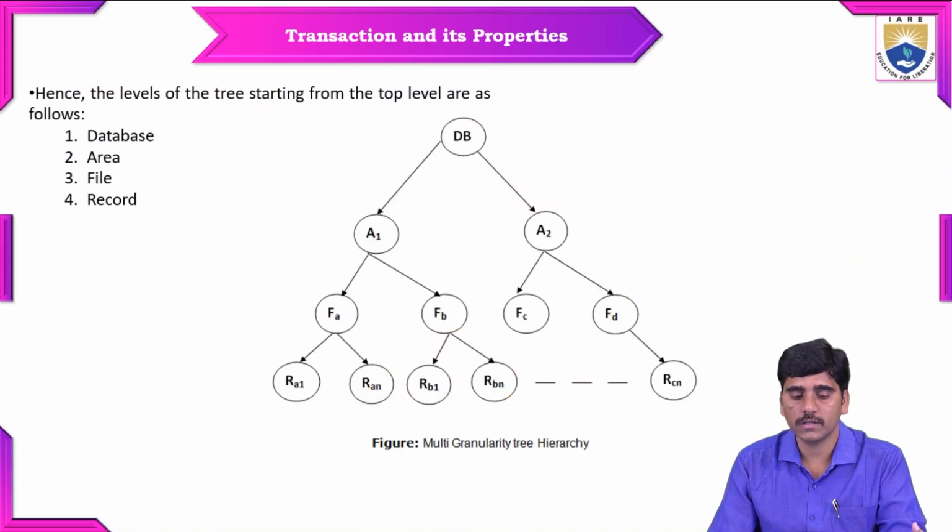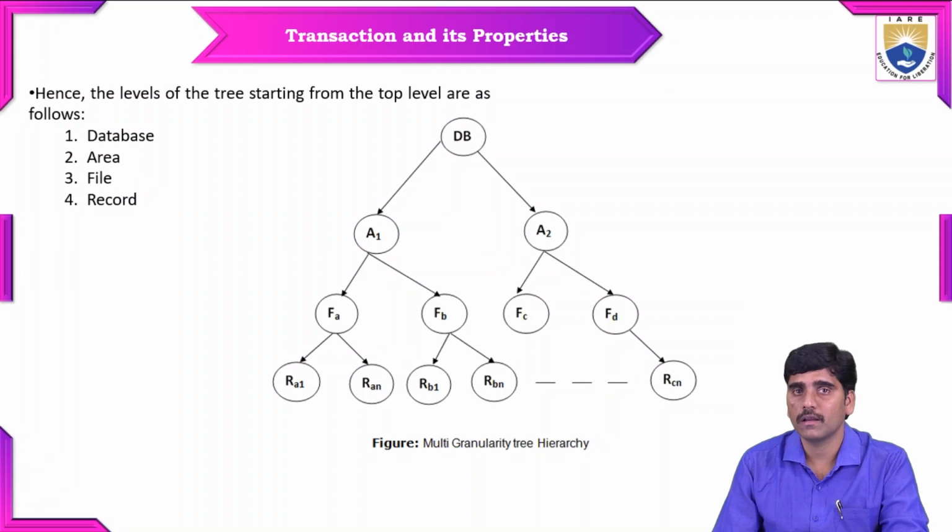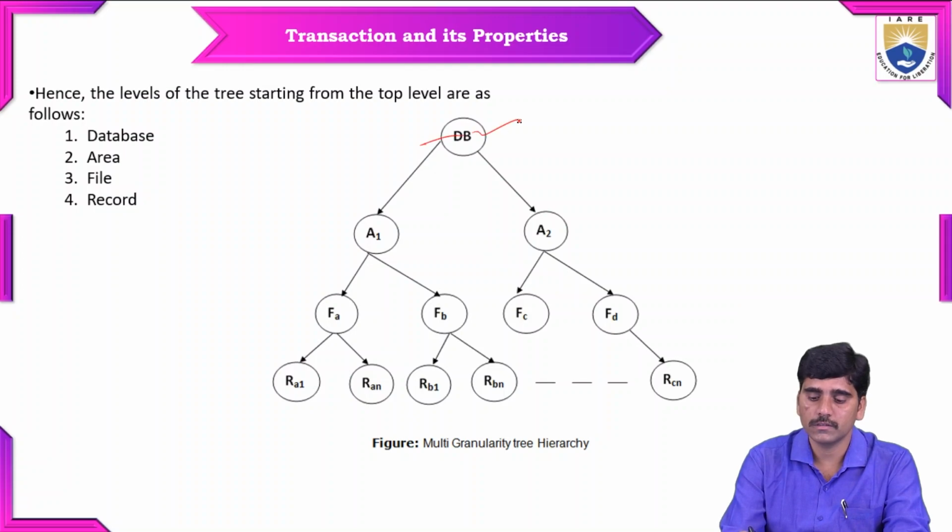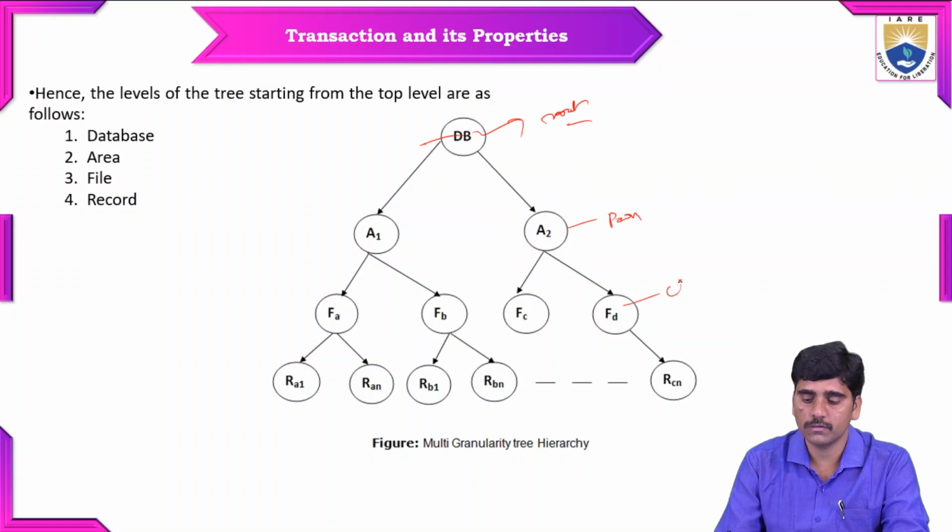So here we can see the diagram. The levels of the tree, starting from the top level, are as follows. We can apply the locks at the database level, areas level, files level, and records level. Here the database is the main root node, then the next parent nodes, then the child nodes, and last the leaf nodes.